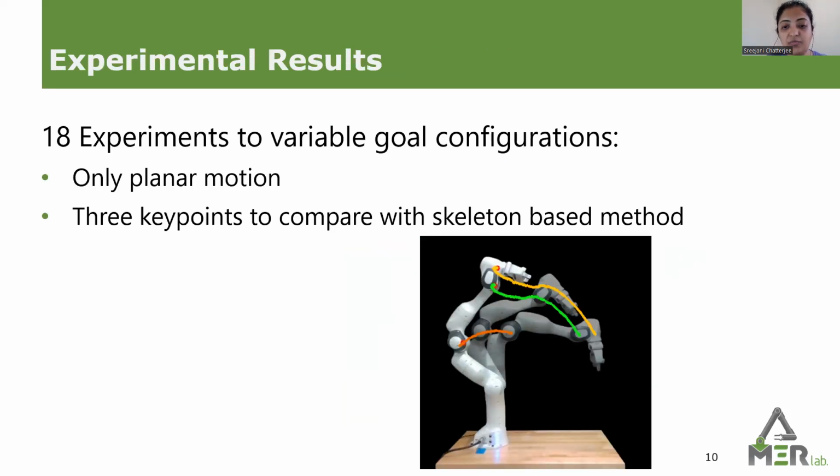For our experimental setup, we used a Franka Emika Panda arm and an Intel RealSense D435i camera in an eye-to-hand setup. We conducted 18 experiments to variable goal configurations in planar space using 3 natural features on the robot and compared the performance with our prior skeleton-based method.